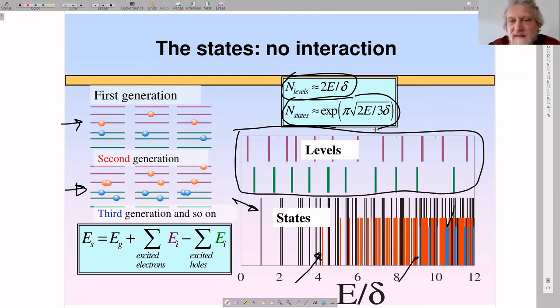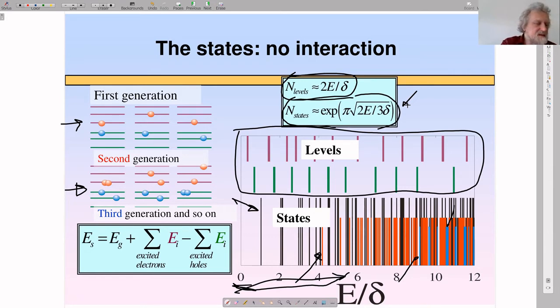A quantum dot is a quantum dot. The levels are visible only at sufficiently low energies, not exceeding several level spacings, something like that. Otherwise, the number of levels would grow, and the number of states will go exponentially small, and the spacing between the states cannot be resolved. Right. So that was about levels and states.